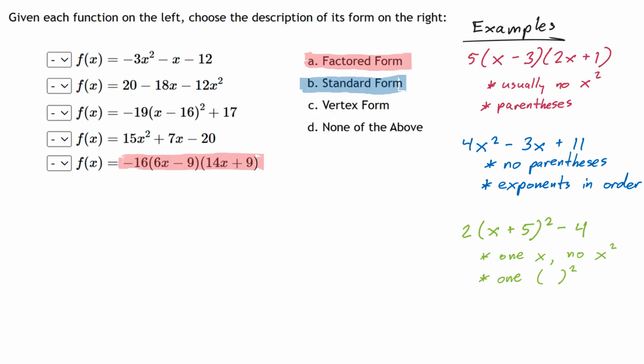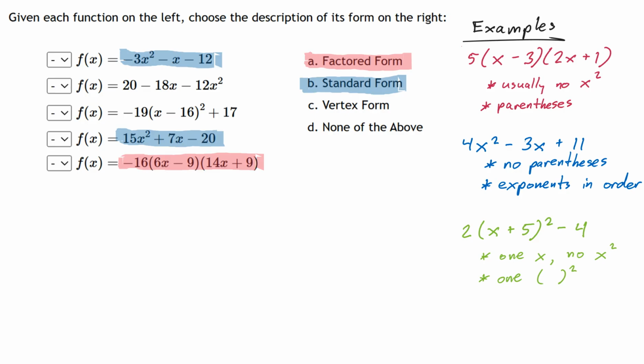So take a look over here on the left and see if you can find any that go in order. I think this one is obvious, right? It has x squared on the left, then x in the middle, then no x's on the right. And here's another one. We've got negative 3x squared minus x, and then minus 12. So that's a good one.